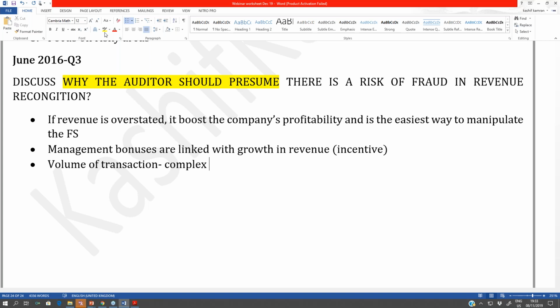If there is a single transaction in a year, it's very difficult to hide something. But if there are millions and millions of transactions in a year, you can easily hide things within them. Are you getting my perspective here, everyone? So volume of transactions in sales also makes it a complex area, and that increases the risk of fraud in revenue recognition. So that is what the examiner is asking you, why the auditor presumes. When the auditor goes for the audit, why does he presume there is a risk of fraud in revenue recognition? Because of the volume, because of the incentive, because it is an easiest way to boost the profitability of the company.